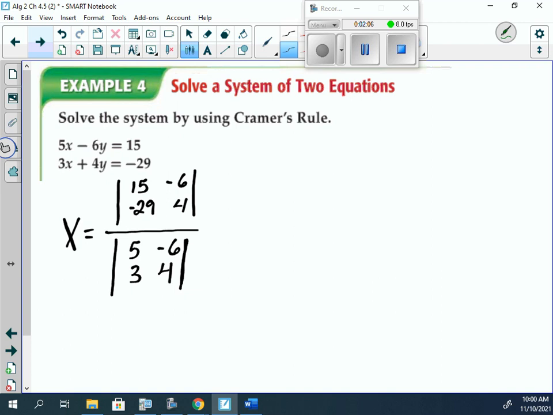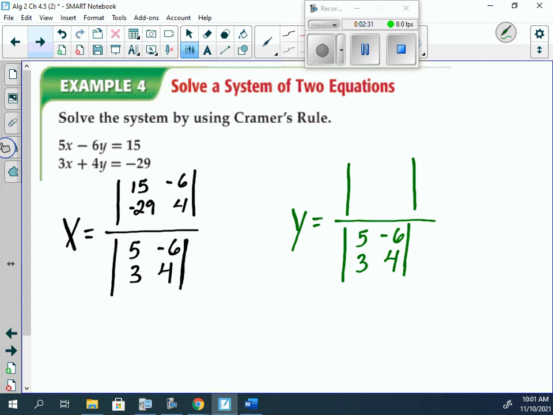Now, when we set up y, because we're going to have a determinant on top and a determinant on bottom. Now, the determinant on bottom will be the exact same. 5, negative 6, 3, and 4. Because C is going to be the same. It's just going to be the determinant of our coefficients, the numbers in front of the variables.